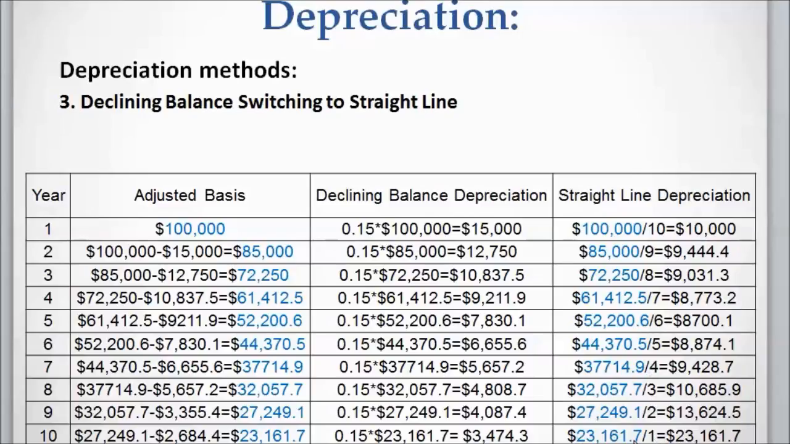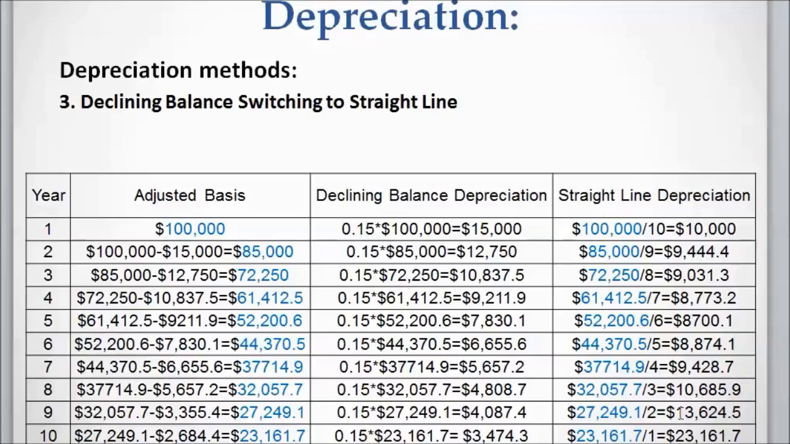For year 10, this $23,162 is the adjusted base that we calculated at year 10, and we have just 1 more year of depreciation, which is the year 10, and we are going to have this amount for depreciation at year 10.